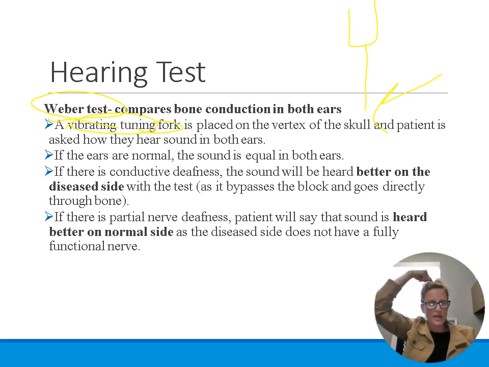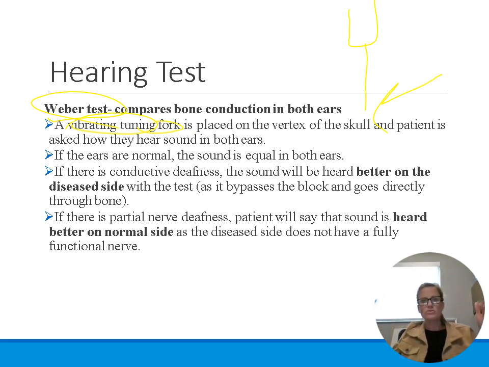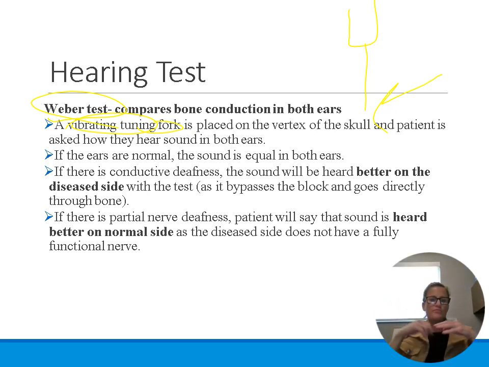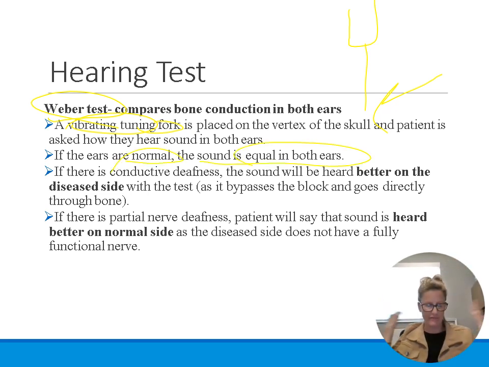So at this point, there's two versions of the sound. There's the actual sound, right? The vibrations are actually making a sound. But there's also the vibration of the bone, right? Your skull can feel those vibrations. So you strike it, you put it on the person's head, and you ask them how they hear that sound. If they hear it equally in both ears, that's normal. They've got normal functioning, no hearing loss at all.